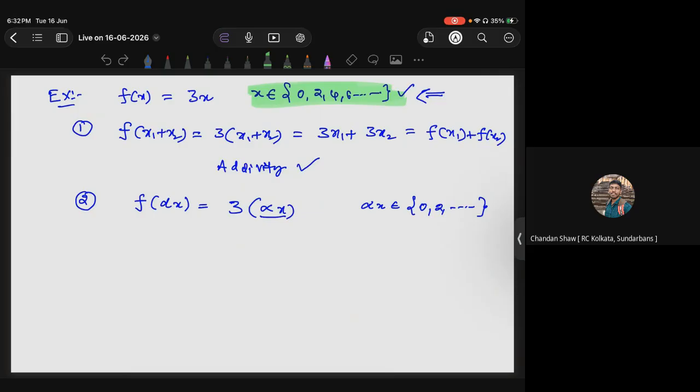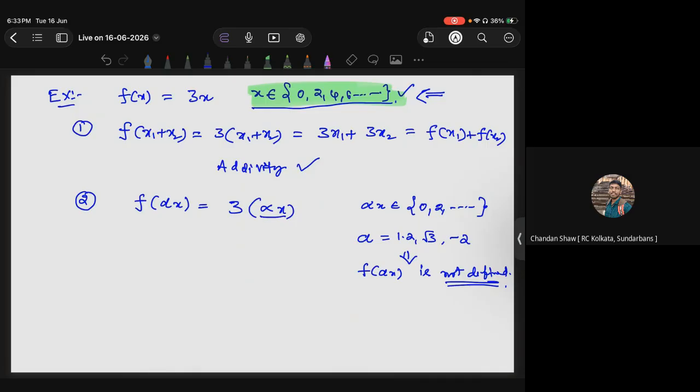Because for alpha, let's say 1.2, root 3, -2, if alpha is in this case, f of alpha x is not defined. Correct? If alpha takes those values, my function is not defined. The function is defined only for this set of values. So this function is not homogeneous. It applies to specific values only.